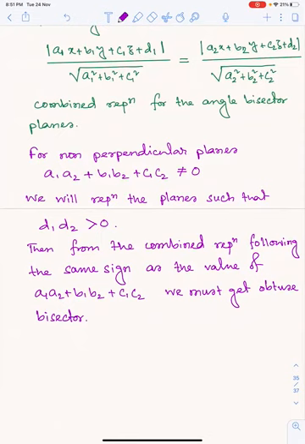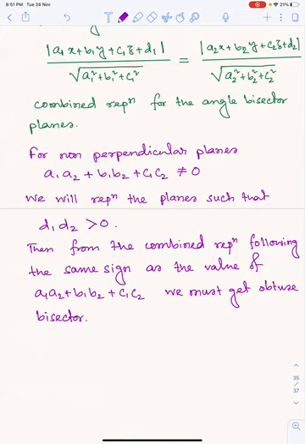So if you ensure that, you will get A1A2 plus B1B2 plus C1C2 as a value carrying some sign, as it cannot be signless or zero. Only perpendicular lines can have that value 0. So whatever non-zero value it generates, it carries some sign, maybe positive, maybe negative.